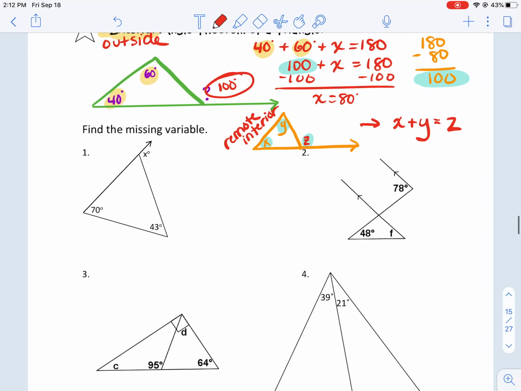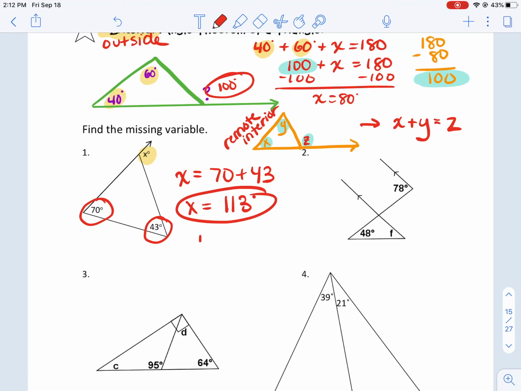If I look at example 1, here's my exterior angle, X. Our rule says I can take these two angles, add them up, and I should get 113 degrees, which is the answer.